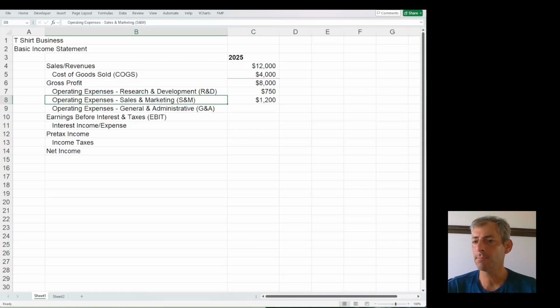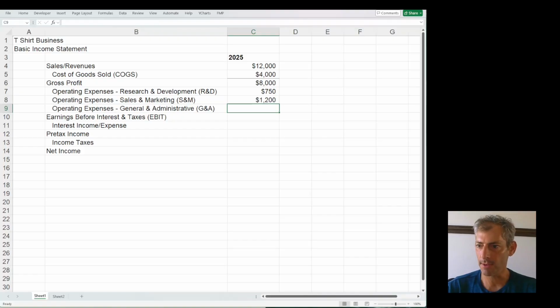And then general and administrative are just general expenses. So maybe there's their office building that pays rent and the utilities on that building. Maybe it's the main executives' salaries, time, basically things that aren't specifically attributable to the direct cost of goods sold or research, R&D, and S&M. If it's not any of those things, it's probably going to fall under general and administrative. So let's say they spend about $2,500 there.